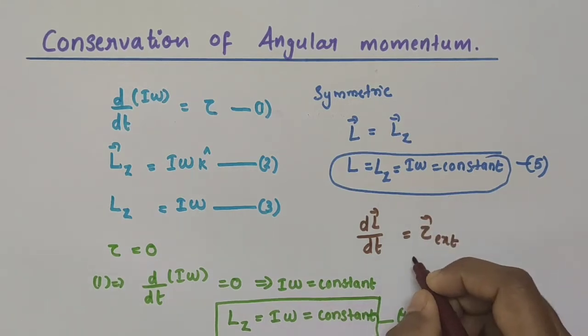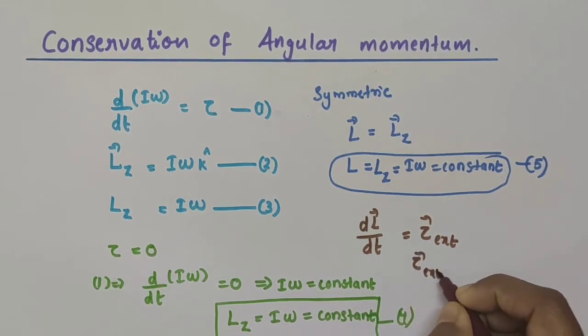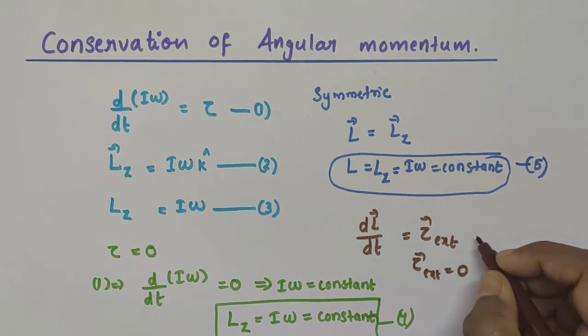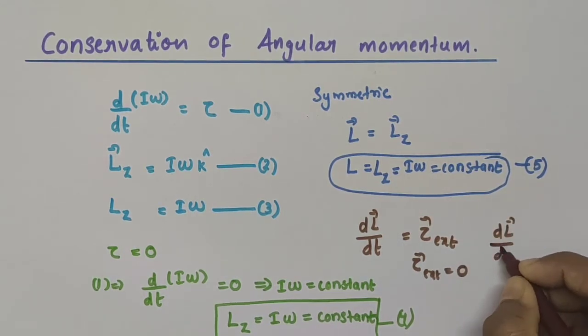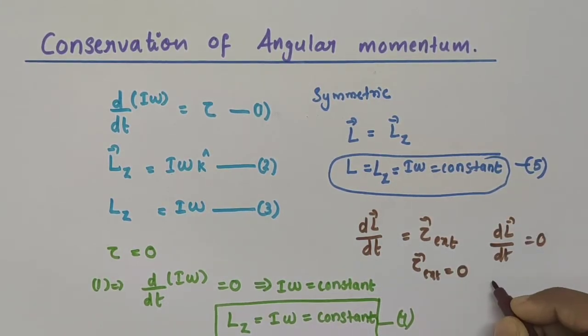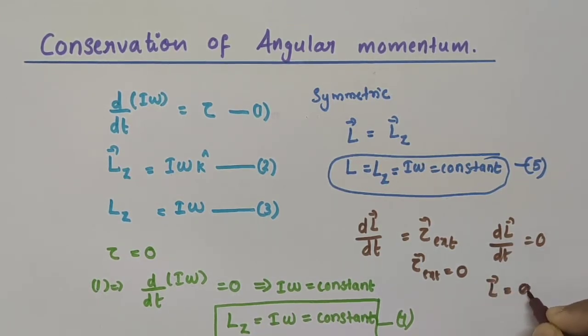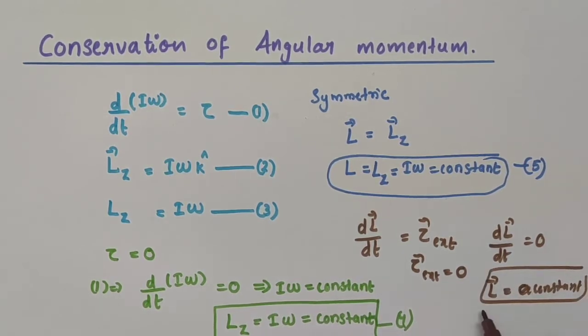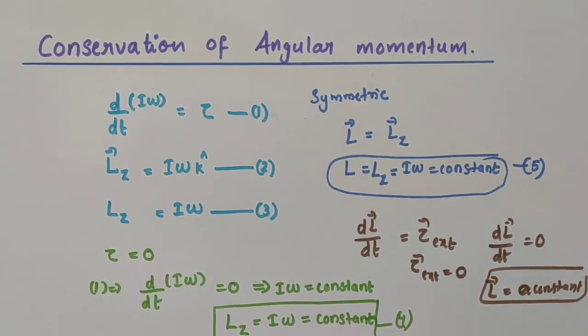Now, if this vector tau external is equal to 0, then dL/dt becomes equal to 0. That means vector L is equal to a constant. That is, the derivative of something equal to 0 means that something is equal to a constant. So, vector L is a constant.